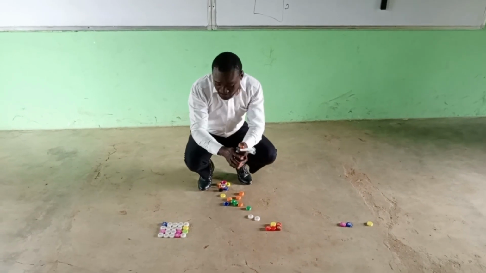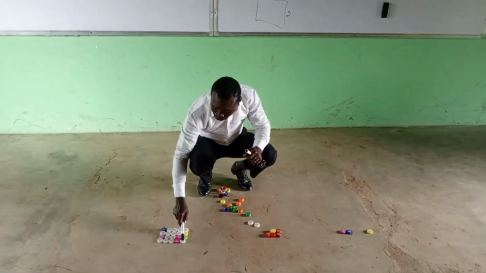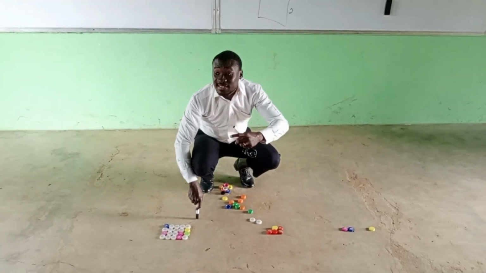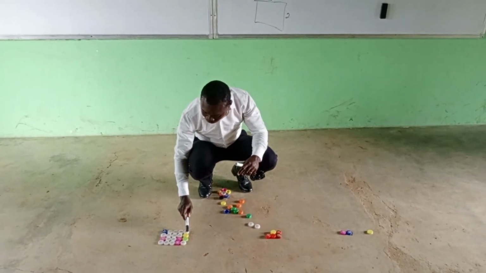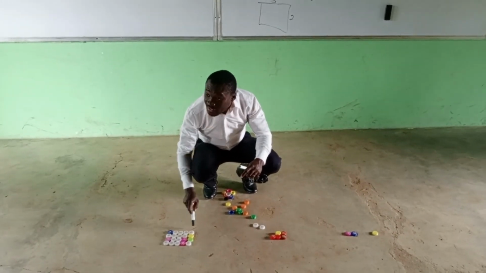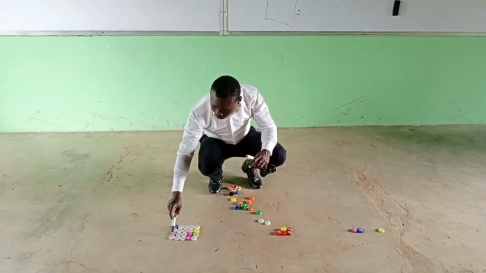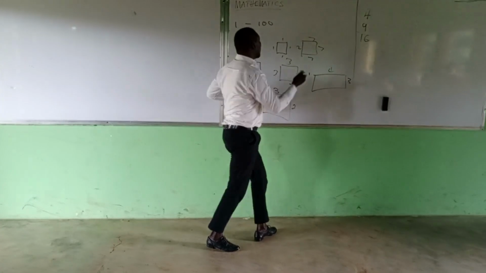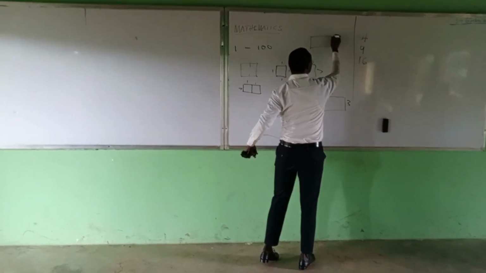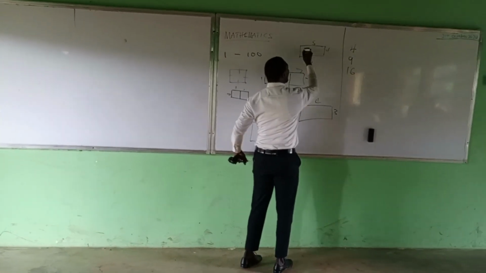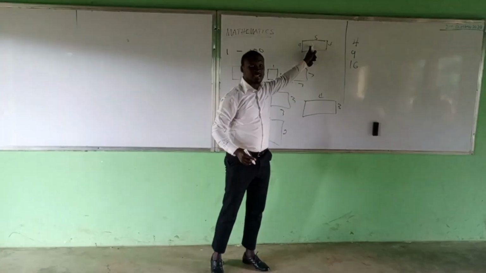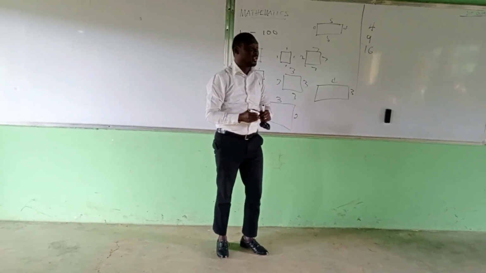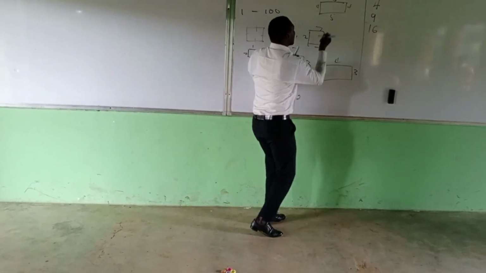Okay, let's confirm. Let's count the sides. 1, 2, 3, 4. So this side is 4 centimeters. What about this side? 1, 2, 3, 4, 5. And this one is 5. What about this side? 1, 2, 3, 4. So what name will we give to this particular diagram? Opposite sides are equal. We have 5, 5, and 4. So yes, this diagram is a rectangle. If rectangle, opposite sides are equal.